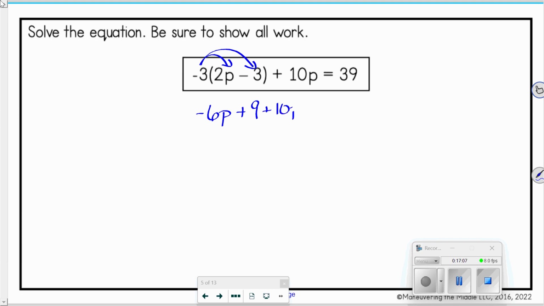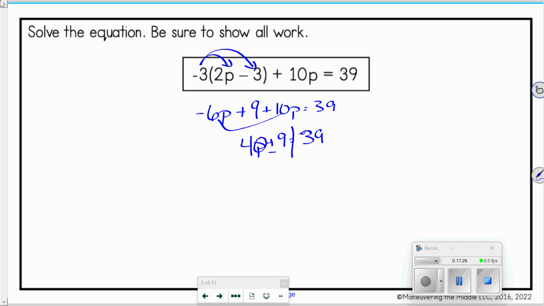Plus 10p, I haven't done anything with that yet, so I'll rewrite that. Now we're combining our like terms. I have two that have a variable with them. Negative 6, positive 10. They're going to fight, so that becomes 4p. Plus 9 equals 39. Now we're ready to start solving.